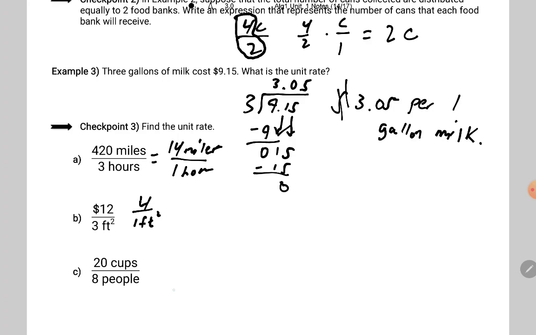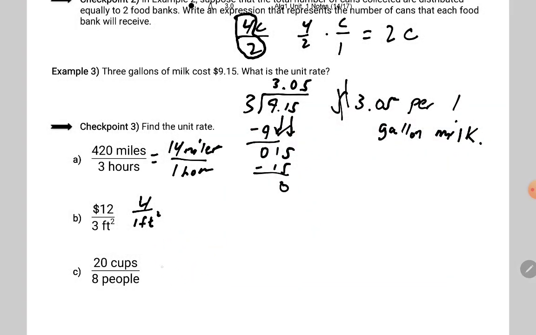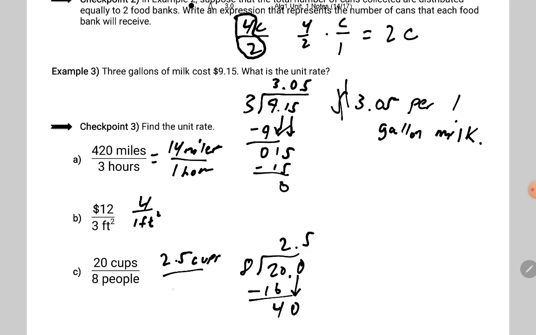20 cups for 8 people. That means each person gets 4 cups. Oh, sorry. Whoa, that's wrong. So 8 goes into 20. Let's do the division here. 8 goes into 20 2 times. That becomes 16. And then we add the decimal point, add a 0. Okay. So each person gets 2.5 cups per person.